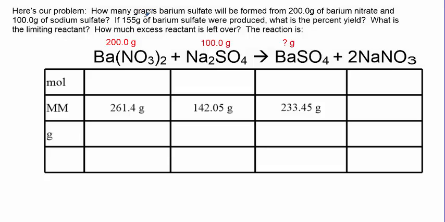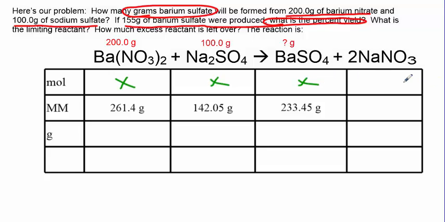How many grams of barium sulfate will be formed if 200 grams of barium nitrate and 100 grams of sodium sulfate react? And then if 155 grams of barium sulfate were produced, what is the percent yield? So we've got a lot to do in this problem. I've gone ahead and labeled my equation, 200 grams of barium nitrate, 100 grams of sodium sulfate. I'm looking for barium sulfate here. So we do X, X, and X. And of course this one is 2X if we were doing that one.